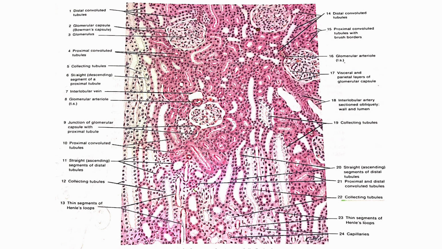We can see the glomerular arteriole over here, and here you can see the juxtaglomerular junction, where we can see the PCT along with this glomerulus. Then we have the straight ascending segments of the distal tubules. These large ones are the collecting tubules, and these thin segments of the loop of Henle can be seen over here.